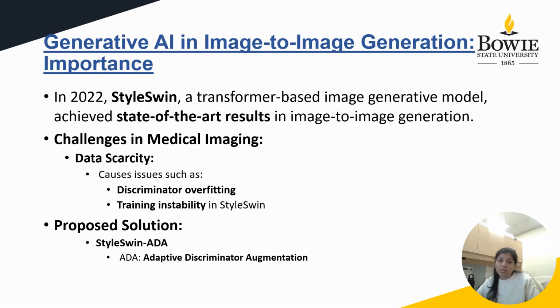So in the year 2022, Microsoft made a significant contribution to the field of image-to-image generation with the introduction of the model known as StyleSwin. StyleSwin is a transformer-based image generative model. This model set a new benchmark for state-of-the-art performance in high-resolution image generation. It was trained on the ImageNet dataset, which is a large and more diverse dataset.